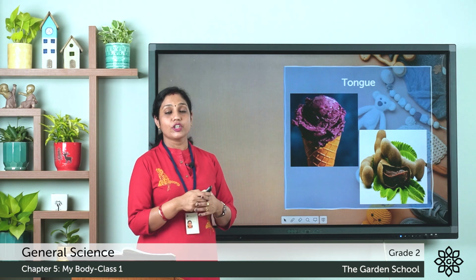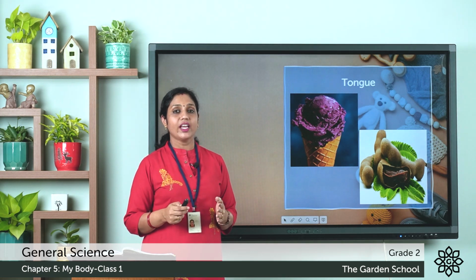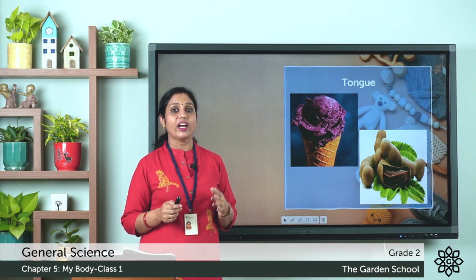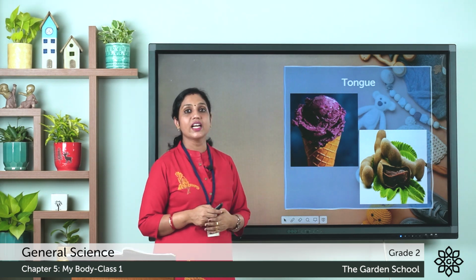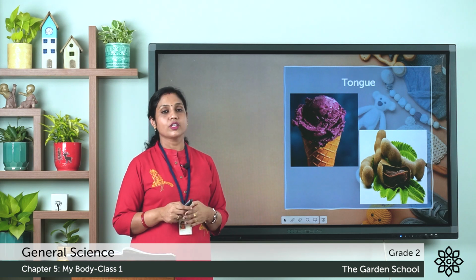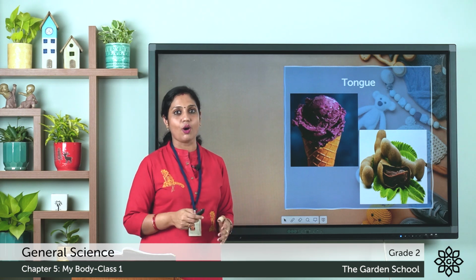Here you can see the picture of an ice cream. So what is the taste of an ice cream? You identify it as sweet. So a tongue helps us to identify whether an ice cream is sweet or not. And here you can see a tamarind. So what is the taste of tamarind? It is sour. So our tongue helps us to identify the taste of tamarind as sour.